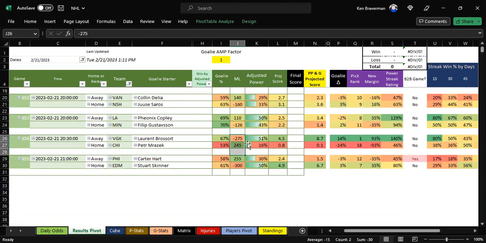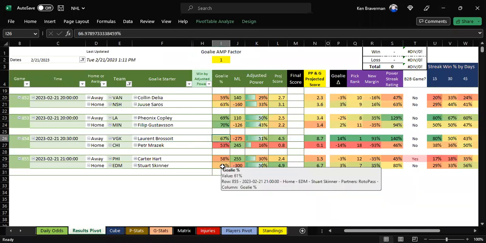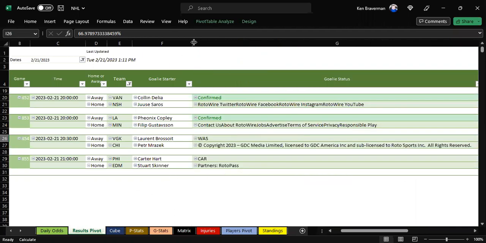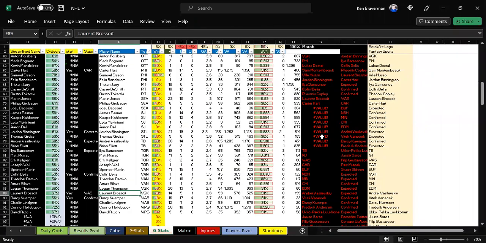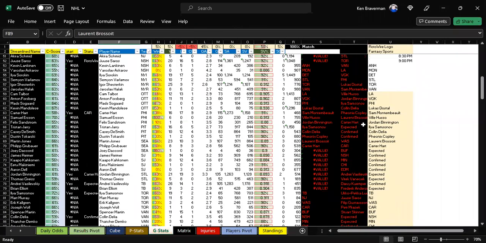Vegas and Chicago. Number one pick is Vegas. Laurent Brossoit is probably starting tonight, and he's making his first start of the season. I believe I had to add his goalie and give him different goaltender stats. So, is he actually confirmed? We need to change a formula to answer that question. We're going to find out. He's right here. He is confirmed.